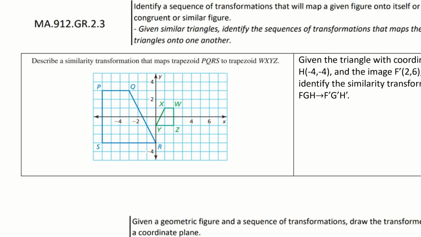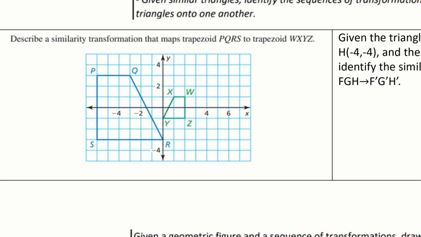All right, so here we go, GR 2.3. Describe a similarity transformation that maps trapezoid PQRS to trapezoid WXYZ. So you're going from the blue to the green. Notice that this is a similarity transformation because the distance is not preserved. They got smaller, right? The distance is shrunk. So we need to do a dilation combined with some rigid motion potentially. And it looks like we're going to need to do a reflection. So I'm going to reflect across this axis.